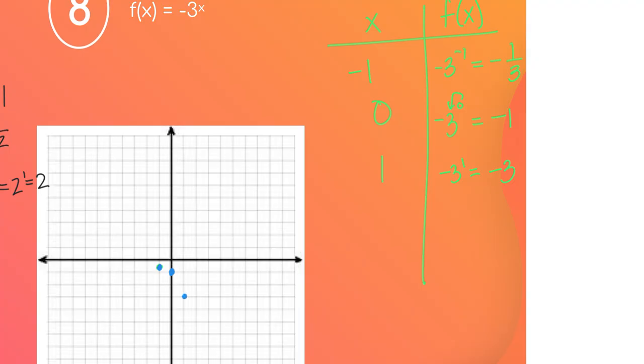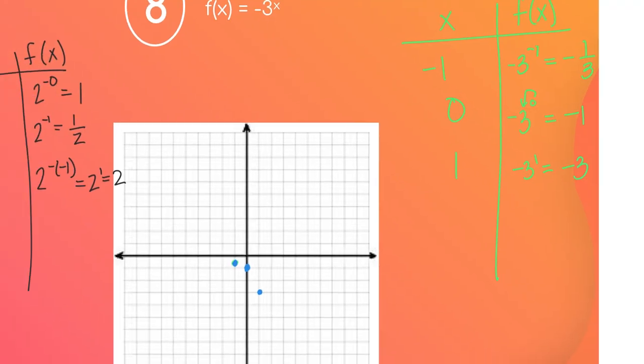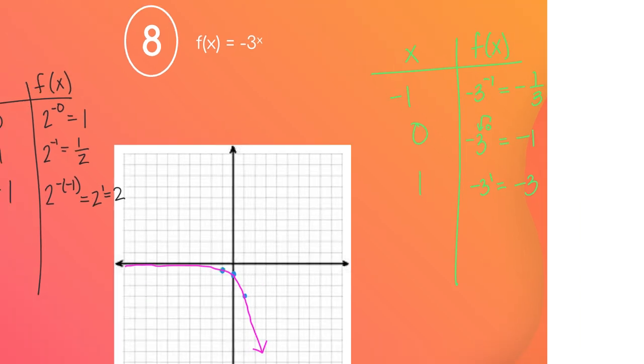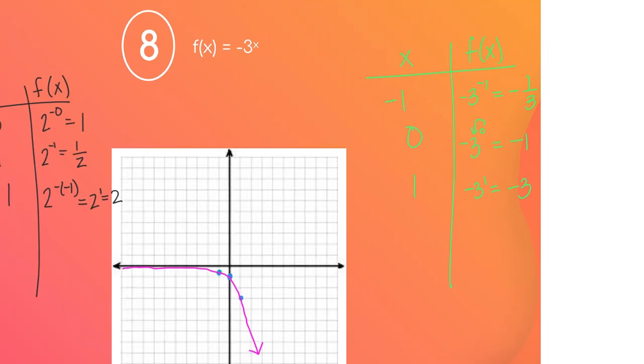So how do I know it's going to go this direction? We covered something like this already in chapter 4. Okay, we did transformations and reflections. Look at it. My negative is outside or in front of my base. That means I'm going to have a reflection over the x-axis. Okay, I have a reflection over the x-axis, and yes, you guys will have some sort of transformation with these. So let's go ahead and look at the next slide.